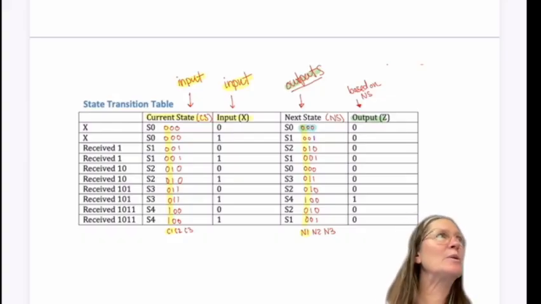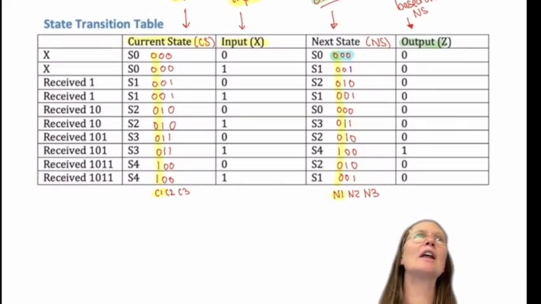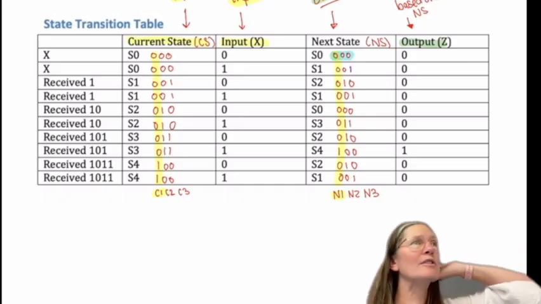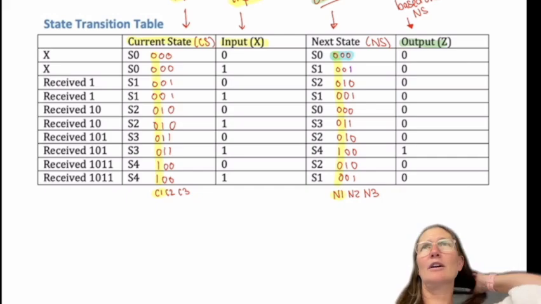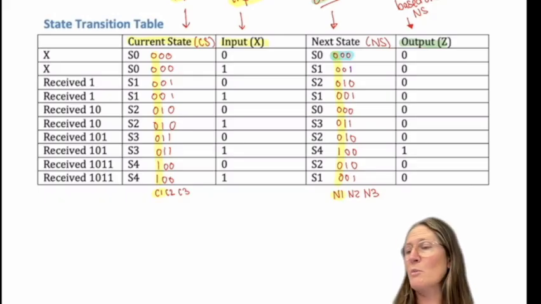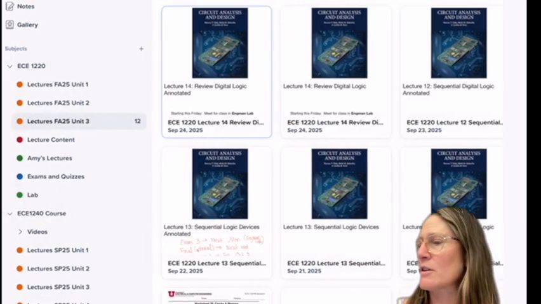So I had a request to go over the state transition table and how you work from this into the actual digital logic of it. So remember, what is a current state? Actually, let me get the state diagram too.